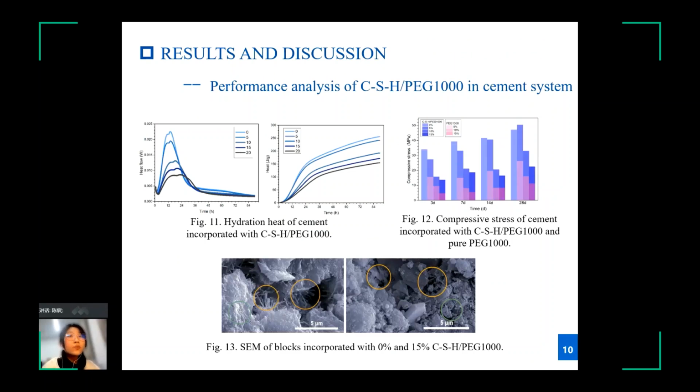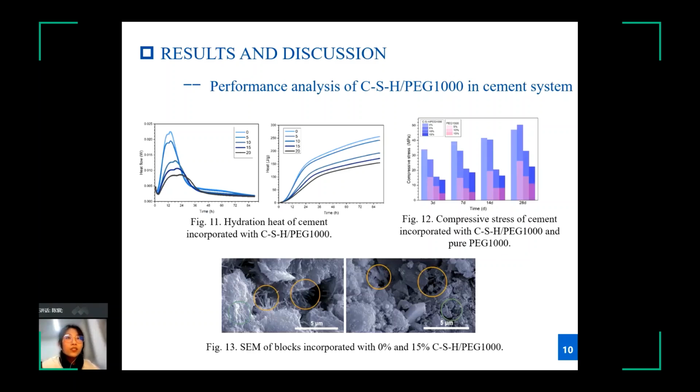CSH-PG1000 is placed in the cement system to test its hydration heat, compressive strength, morphology, and pore structure. With the content of CSH-PG1000 raised up to 20%, the existence of phase change material reduces the hydration heat of cement system and slows down the hydration process to some extent, indicating that CSH-PG1000 could play a good role in energy absorption and storage.